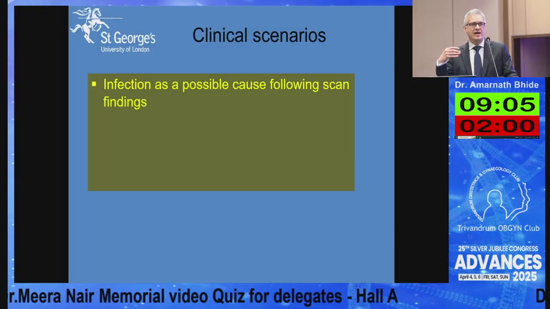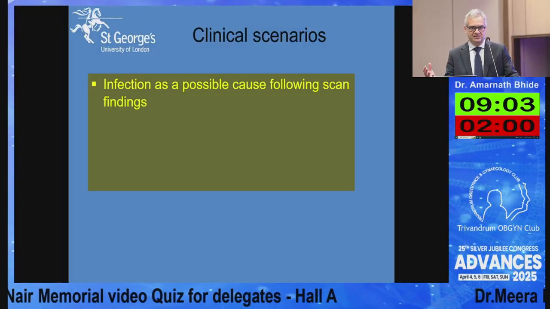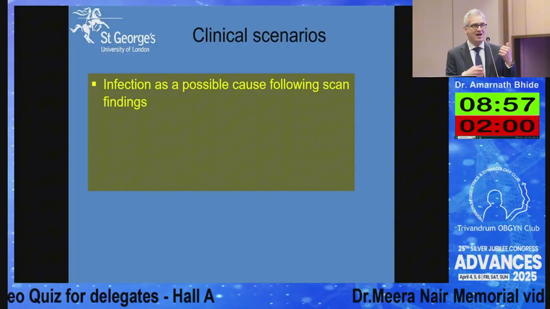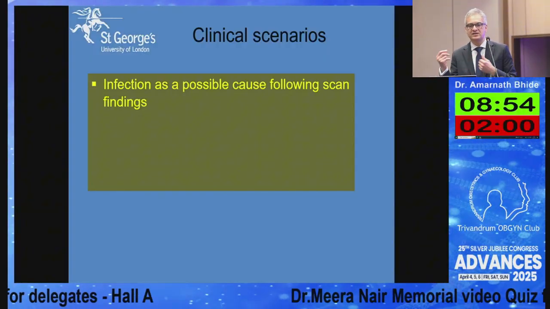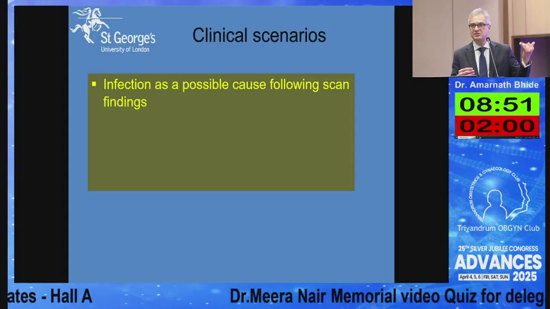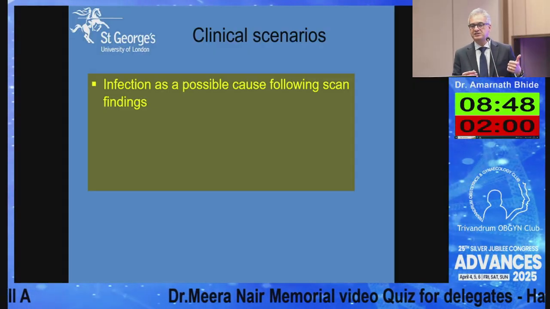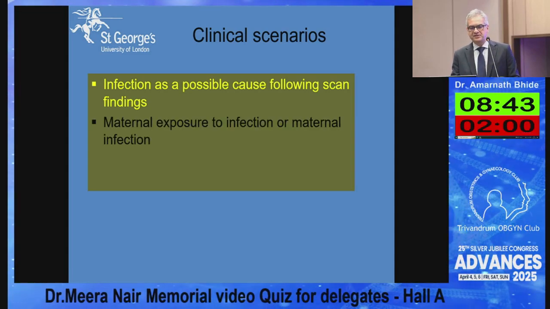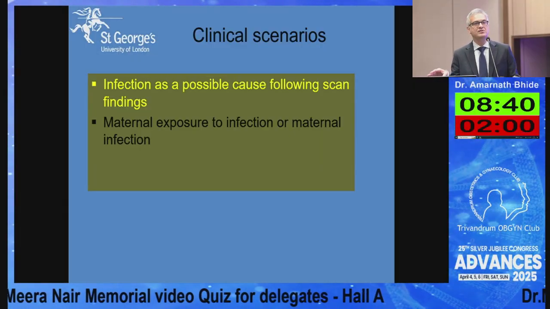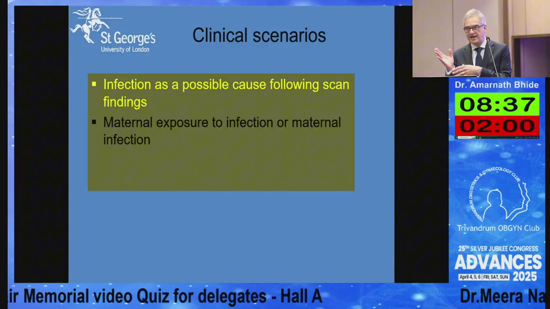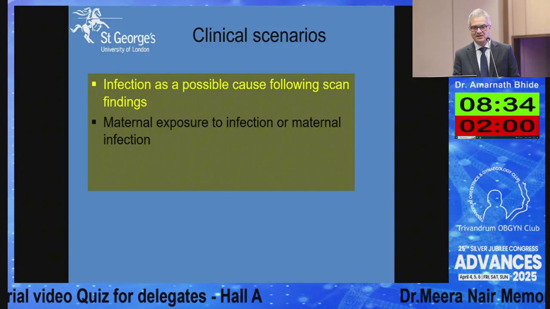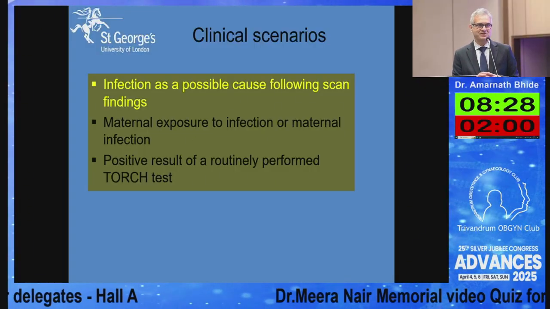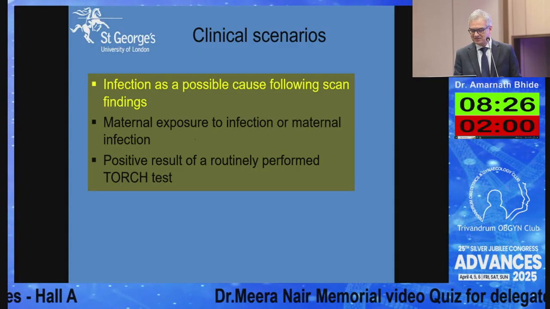Right. So having armed ourselves with what the prevalence of seropositivity is, then we can talk about what the clinical scenarios are, what are the clinical situations that we come across. So there are 3 types of situations that we come across. One is infection as a possible cause following scan findings. The second scenario is maternal exposure to infections or report of mother having got the infection. And the last one, and the most difficult, positive result of a routinely performed infection screen or TORCH testing. So we'll go through this one by one.